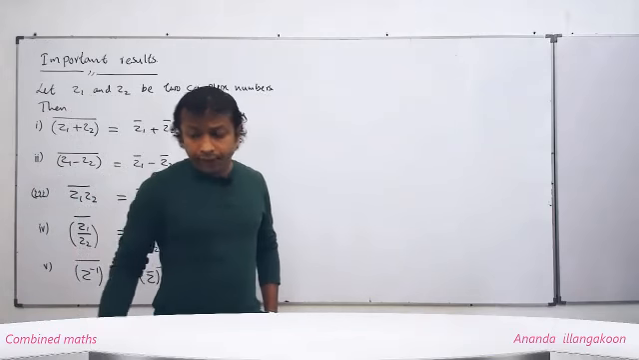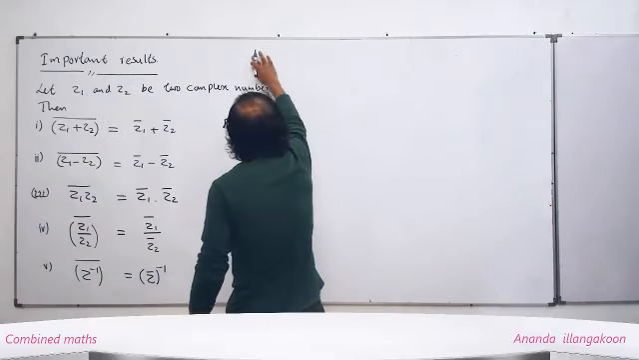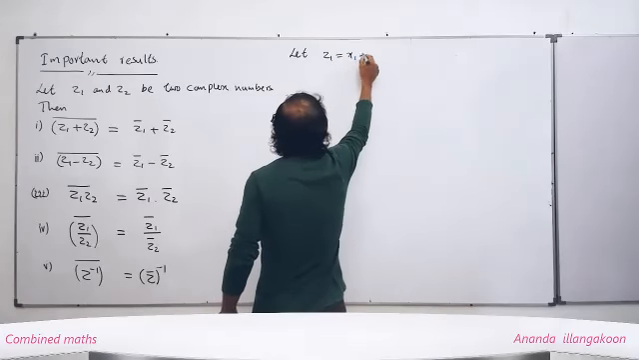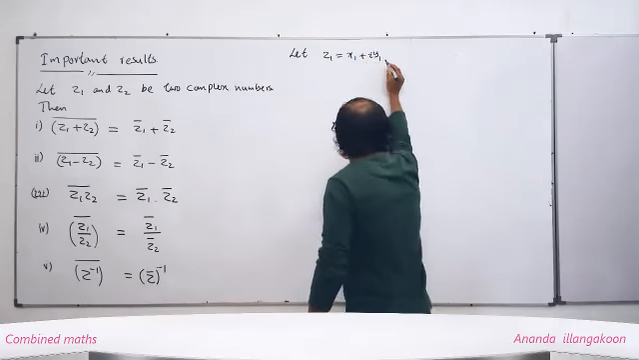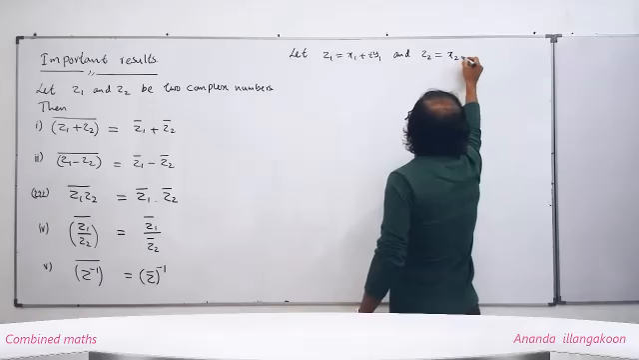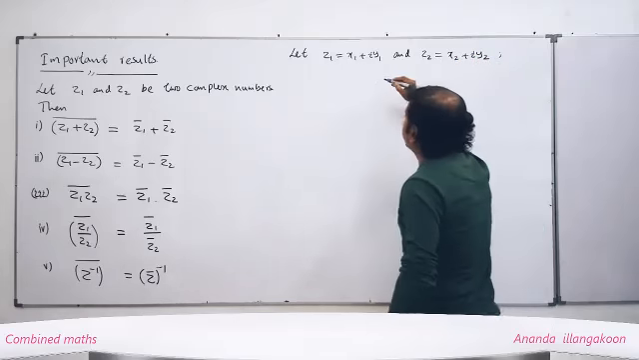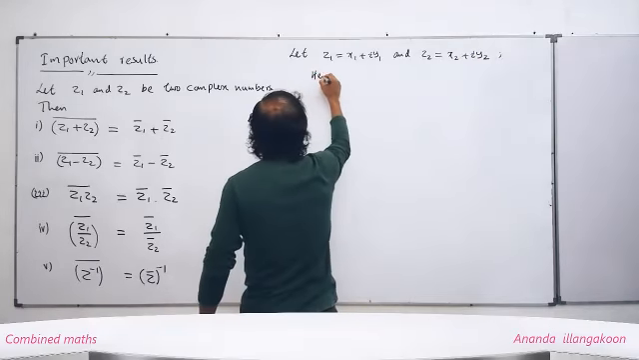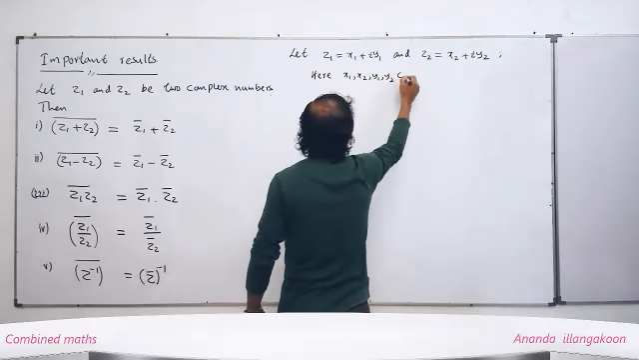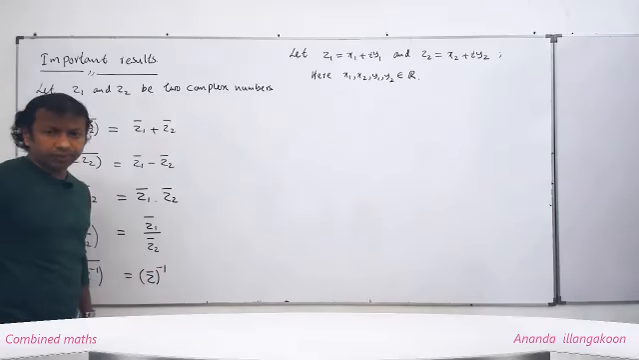Okay. Right. So then I'm going to prove it like this. First one, we assume Z1 is x1 plus iy1 and Z2 is x2 plus iy2. Okay. Here, what can you say about x1, y1, x2, y2? They are real numbers. Understand, people? Right.